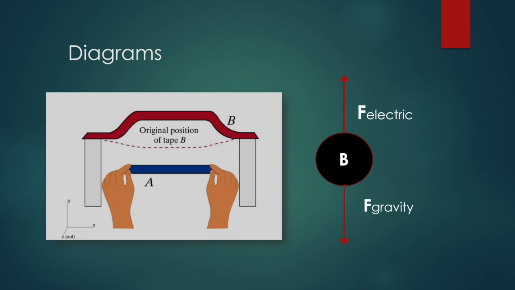Now the diagram on your left side is the diagram that I took from the Lab 1 instructions. This is the current system that we're working on, and this sets the scene for our experiment. As you can see on tape B, there are two forces exerted on it. There's electric force created due to A, and gravitational force created by its own mass.